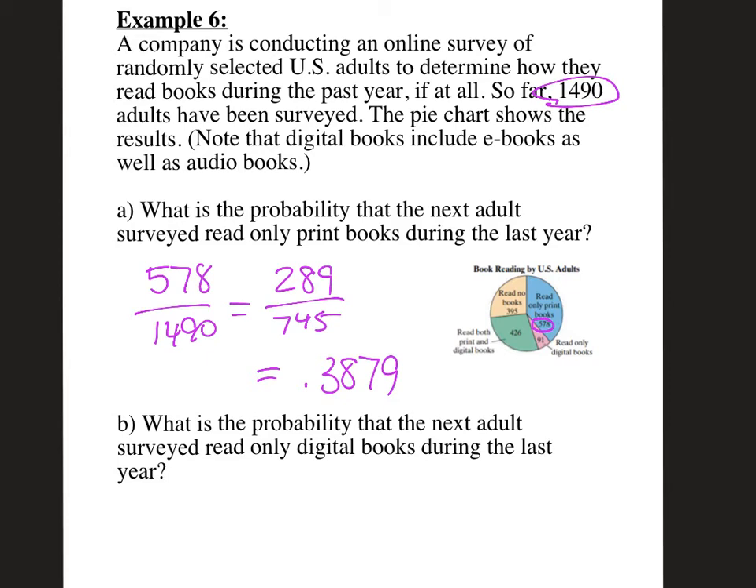What is the probability that the next adult surveyed read only digital books during the last year? So again, we have that denominator of 1,490 because we've surveyed 1,490 people. And then digital books for us, I'm going to switch to another color.